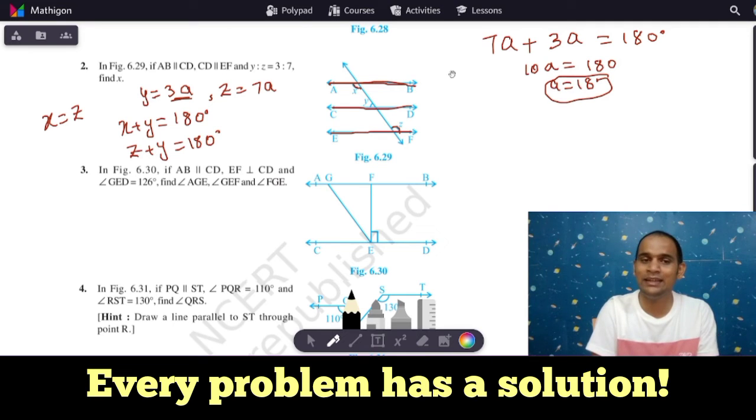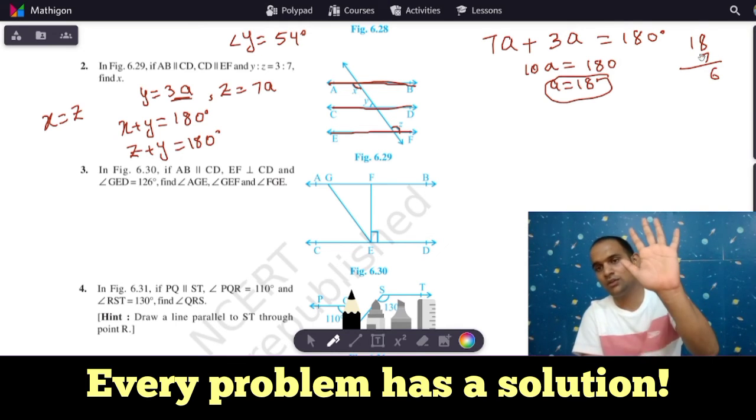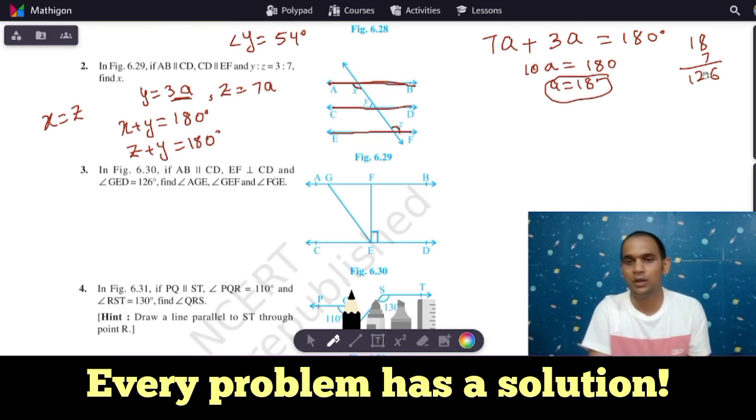Now A is 18. So what will be the value of angle Y? 3 times 18. So angle Y equals 54 degrees. Z equals 7A. That means 18 multiplied by 7. We'll calculate in rough. 8 times 7 is 56. Carry over 5. 7 ones are 7 plus 5, 12. So there we get angle Z equals 126.